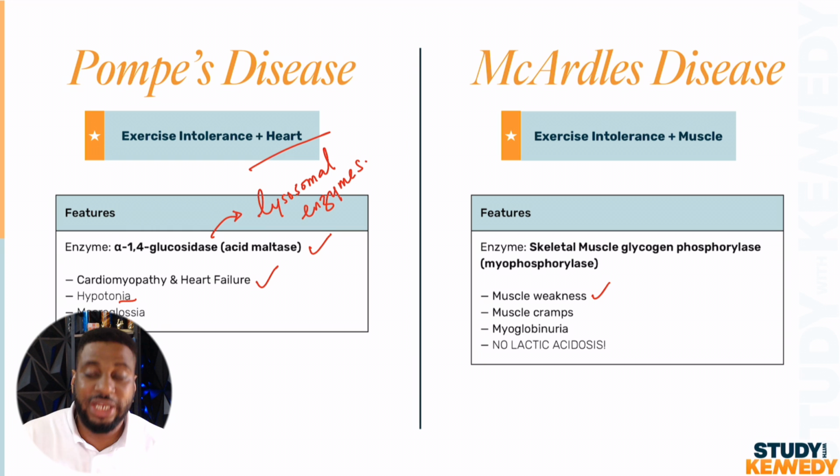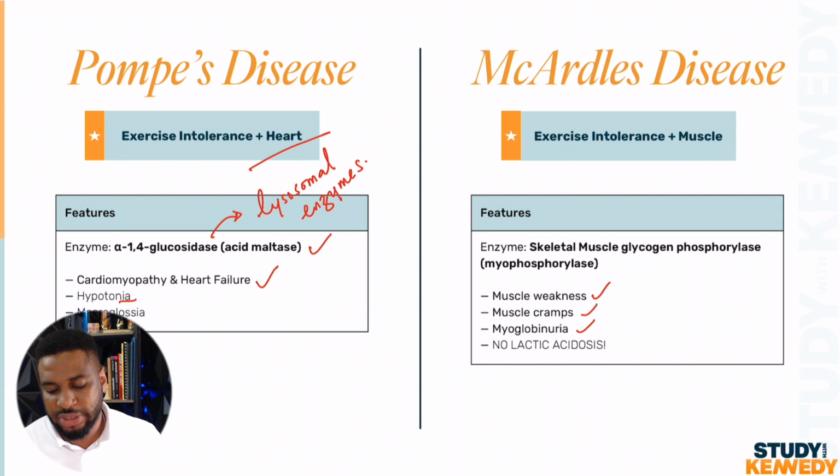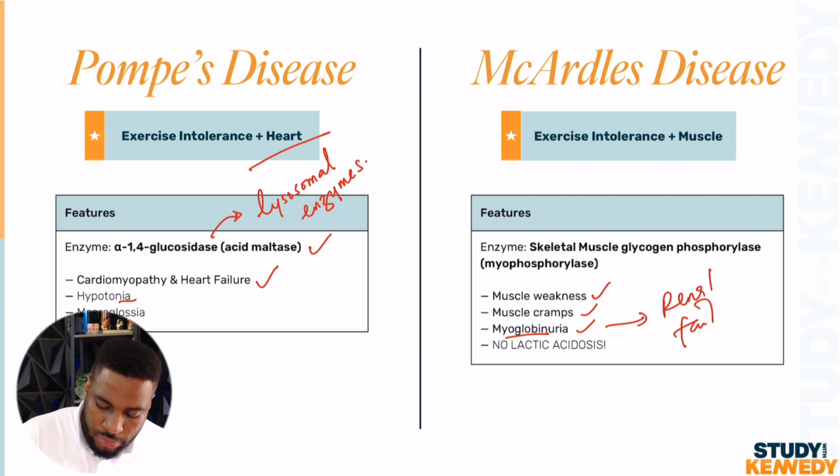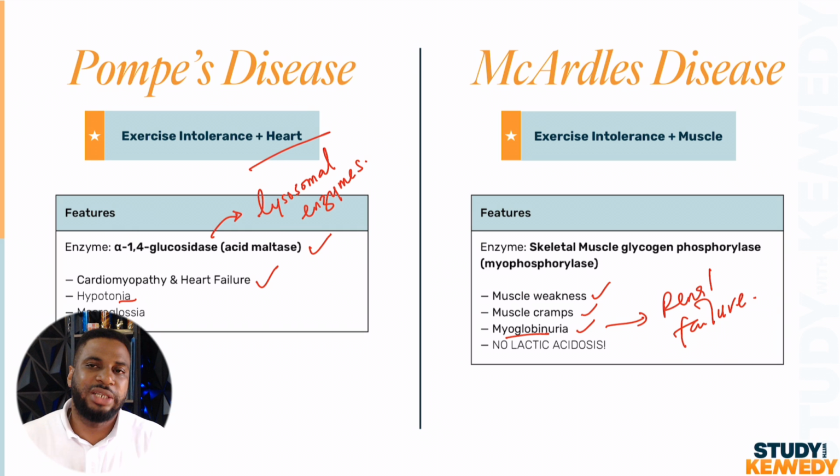They will have muscle weakness. They will have muscle cramps. They will have myoglobinuria because you're breaking down the muscles, and all these muscle breakdown products, myoglobin, are ending up in the kidney, for example. This myoglobinuria, you can imagine, might even result in renal failure. So for a patient with McArdle's disease, you may even be looking at someone that has renal failure as well.